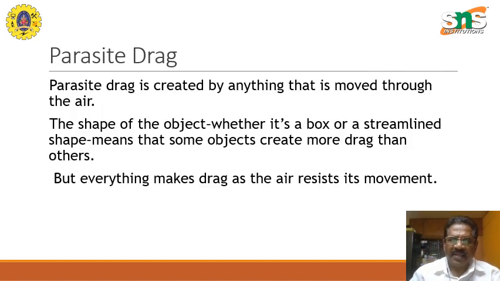The parasite drag is created by anything that is moved through the air. The shape of the object, whether it's a box or a streamlined shape, means that some objects create more drag than others. But everything makes drag, as air resists its movement.